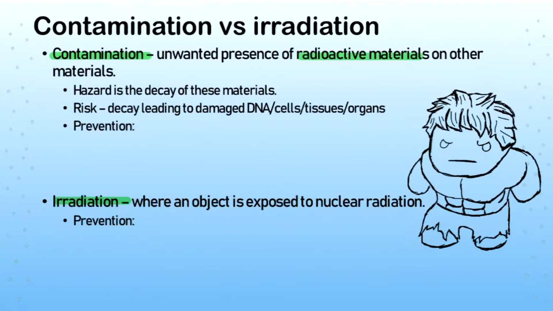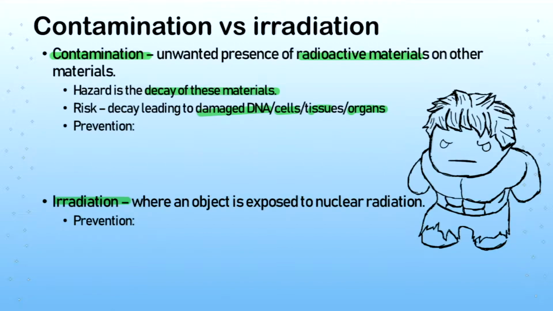So if you imagine you are working with radioactive sources, if you got some of the source on you because you touched it and some of the metal would come off onto your hand, that would mean that you are contaminated. And the hazard from this is the decay of these materials, because those materials are on you, they're decaying, and the decay is then going to ionize your cells, your DNA. The risk is that actually that decay will lead to damaged DNA or cells or tissues or organs, eventually potentially leading to forming cancer or death or awful burns, that sort of thing.